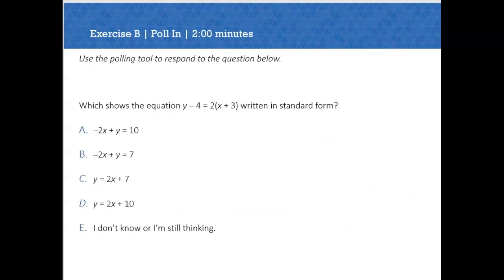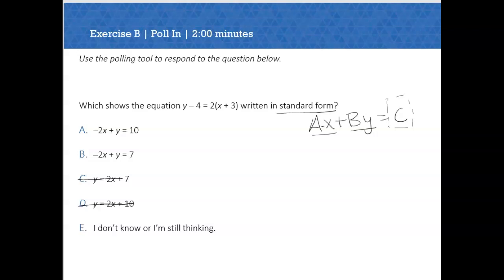Which shows the equation y minus 4 equals 2 times x plus 3 written in standard form? So we're going to work the problem. Standard form is when we have the x term and the y term on one side, and we have c all by itself, which is just a number on the other side. So we can already see that these won't work because those have y equals. So we're looking at this right here.